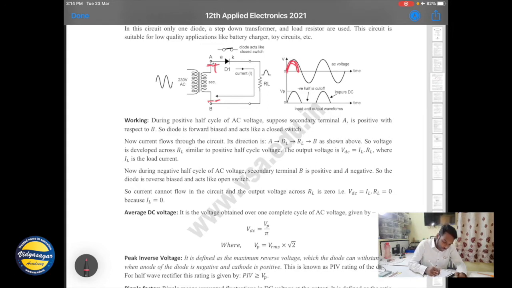Now during this positive half cycle, point A is positive and point B is negative. Therefore the anode of D1 is connected to the positive and the cathode is connected to the negative. Therefore this diode becomes forward biased, and therefore it conducts current. And it flows through R1.